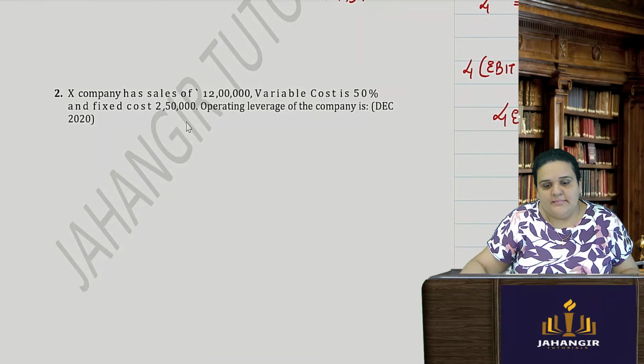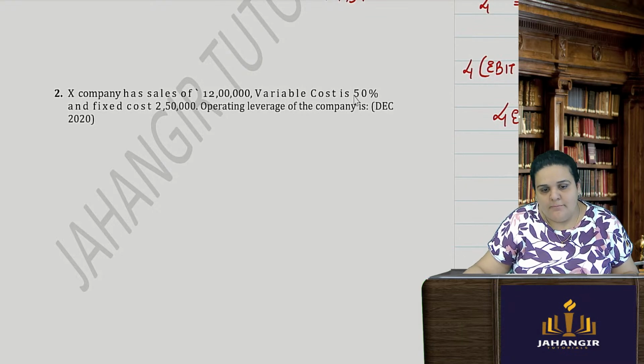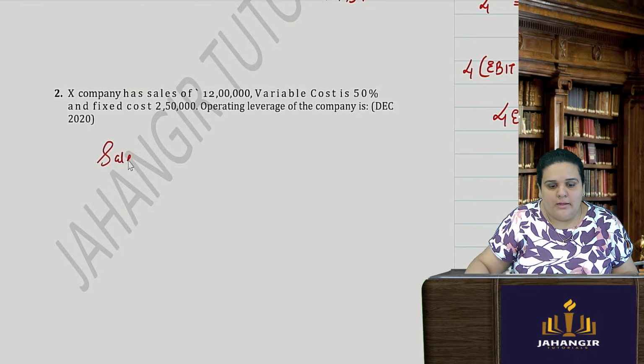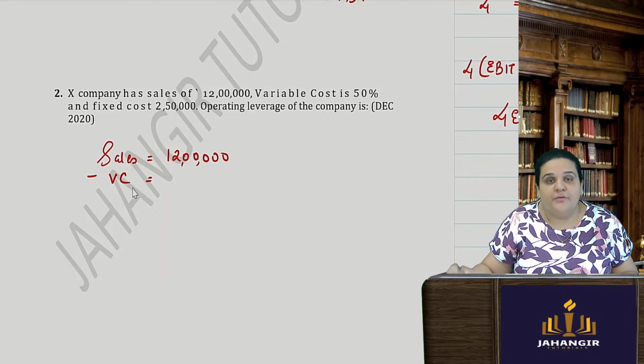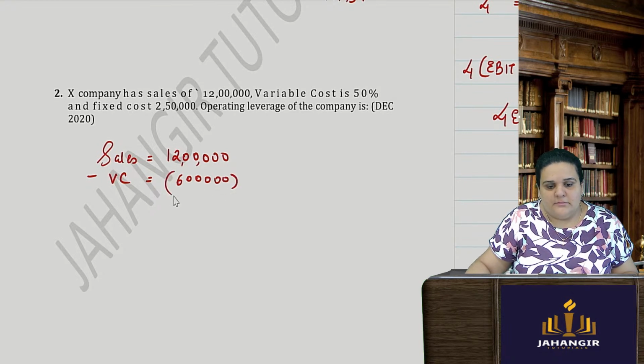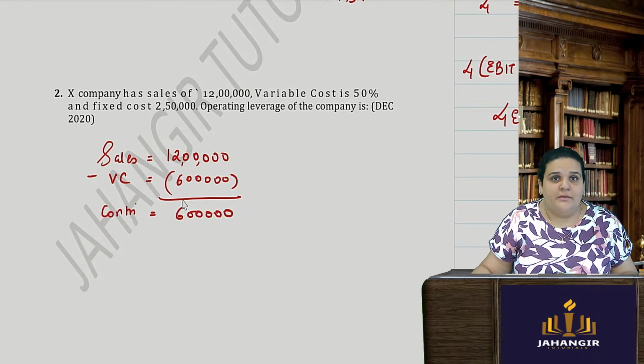X company has a sales of rupees 12 lakhs, variable cost is 50% and fixed cost is 2,50,000. Operating leverage of the company is, okay, so I am making the income statement, you all find the operating leverage. 12 lakhs minus variable cost, they are saying it is 50%. Obviously 50% of sales, 6 lakhs. So my contribution is 6 lakhs. You don't have to make the income statement during the exams.